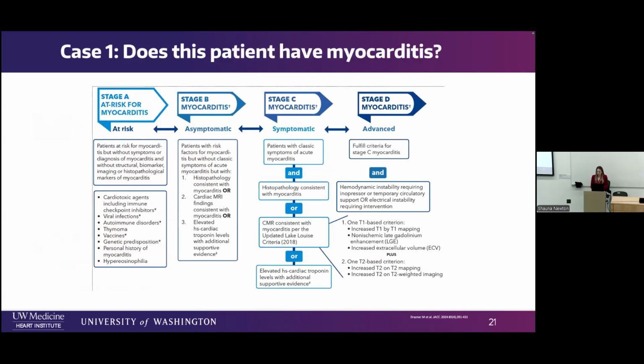Does this patient have myocarditis? I think that's still a question, and the answer is maybe. If we look at the most recent guidelines, this patient would have stage D myocarditis. In order to have stage D myocarditis, you have to fulfill the criteria for stage C myocarditis and have hemodynamic instability. We can see how we diagnose it: you have classic symptoms of acute myocarditis, and you either have histopathology or CMR evidence of myocarditis, or you could have elevated troponin with additional supportive evidence. So I think that's pretty subjective and left to interpretation.